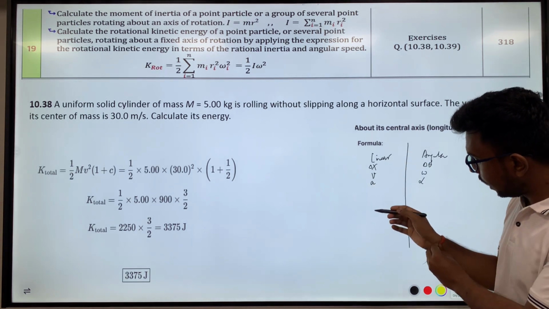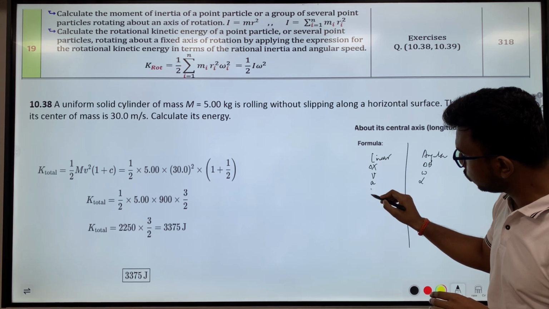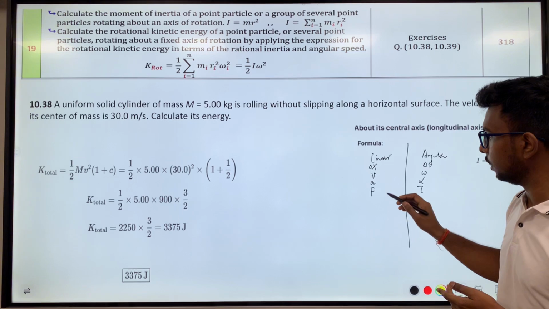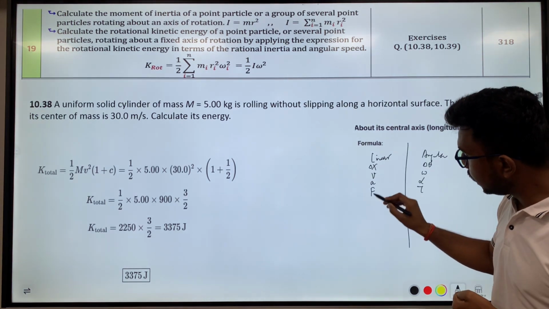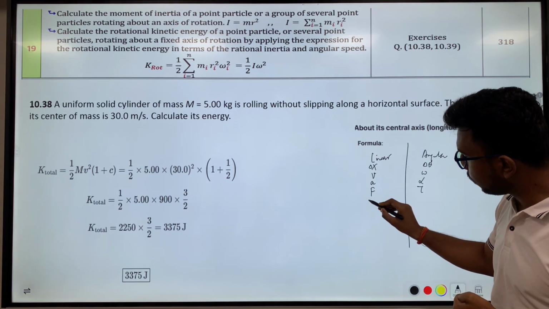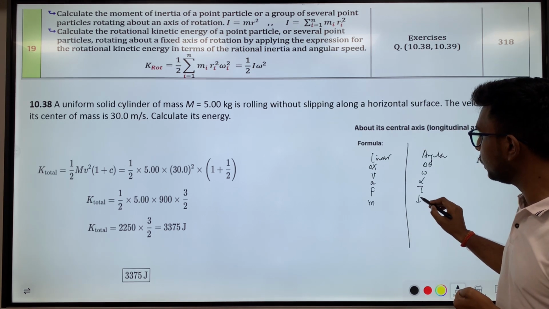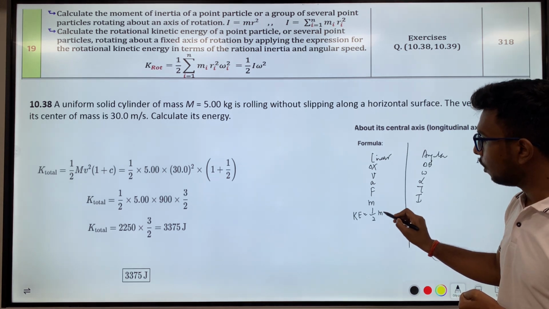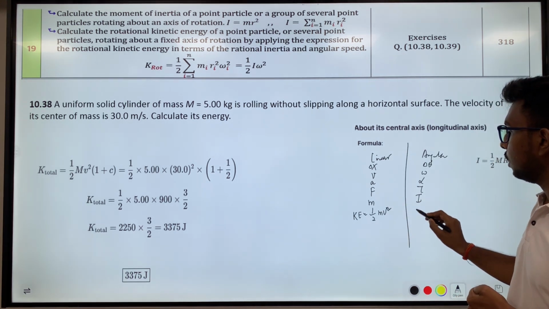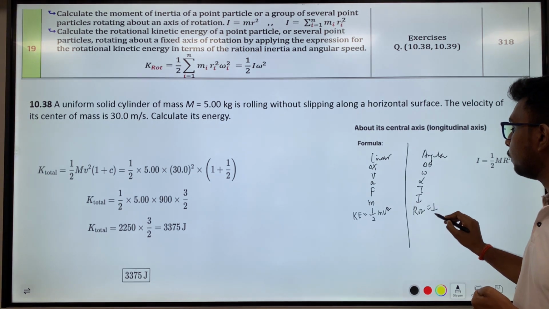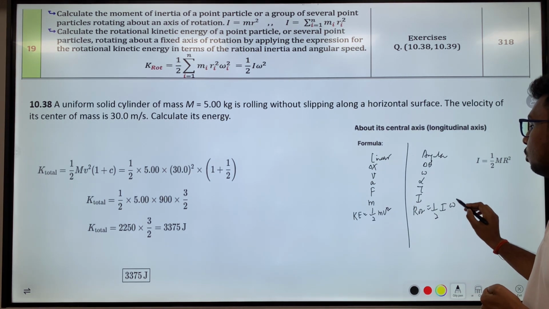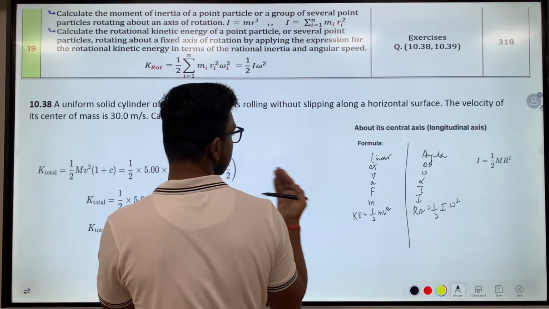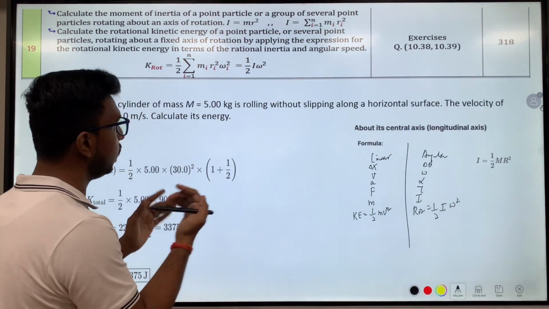In linear we have force, here we have torque. In linear we have mass, here we have moment of inertia. In linear, if the kinetic energy is half mv square, all the expressions can be used here. Rotational kinetic energy will become half, instead of m I will use I, omega square. Instead of v, I will use omega. So all the results can be interchangeably used, and there is a correlation between them.